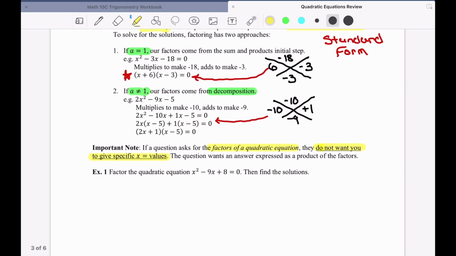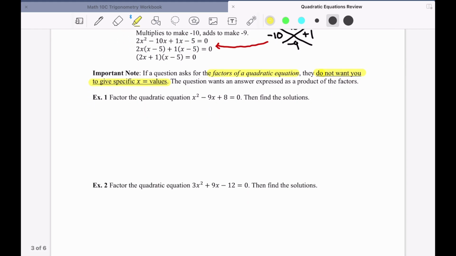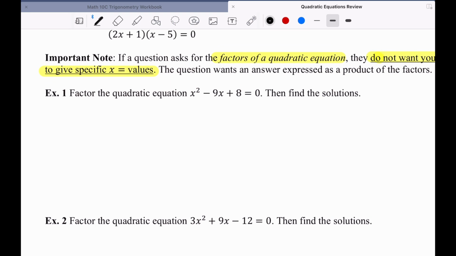Now let's try a first example below here. They give us a quadratic equation of x squared minus 9x plus 8. Then find the solutions. So we have to factor the quadratic, then find the solutions. If I factor this, I know I'm going to have to be left with factors that are equal to 0. First of all, I'm looking at the a value. A value is equal to 1 here. So if a is equal to 1, we do not have to do decomposition.